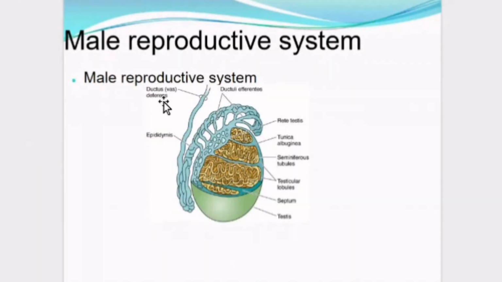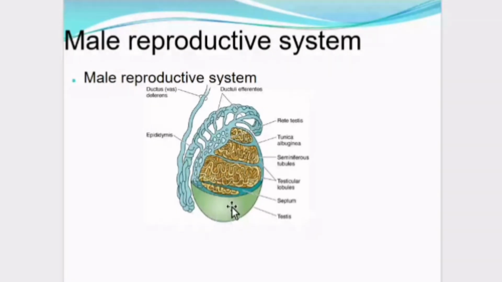So this is our testis. You find that the testis is going to be surrounded by a layer of dense connective tissue that you refer to as the tunica albuginea. And we say that the tunica albuginea on the posterior aspect is going to be thickened to form something that you call your mediastinum testis.